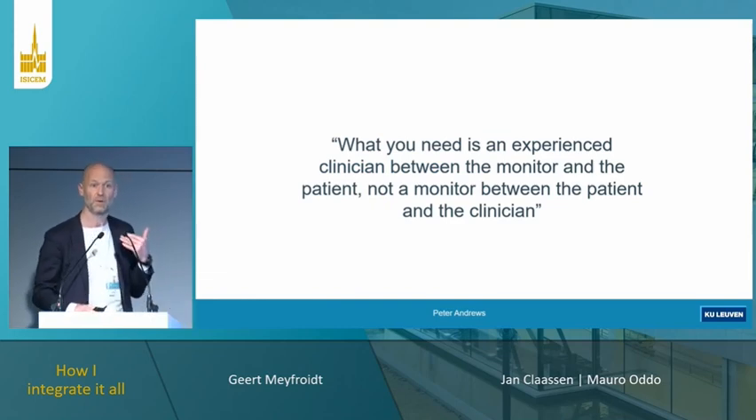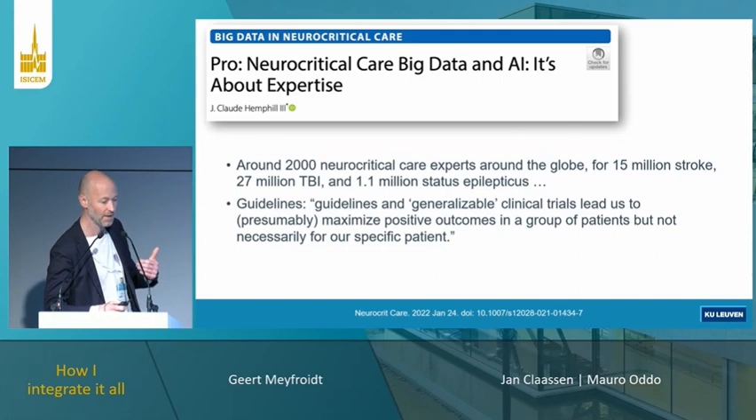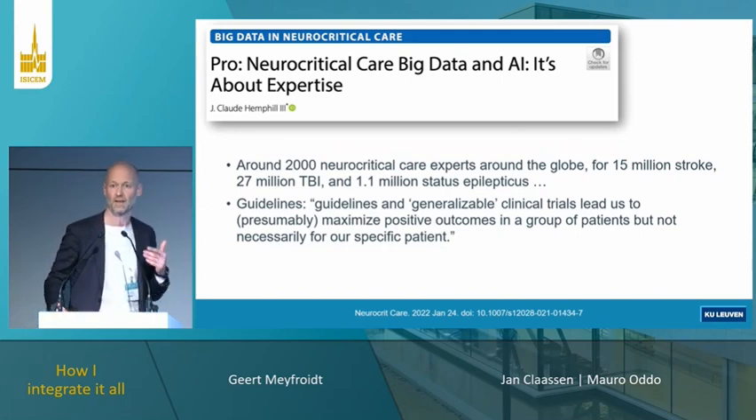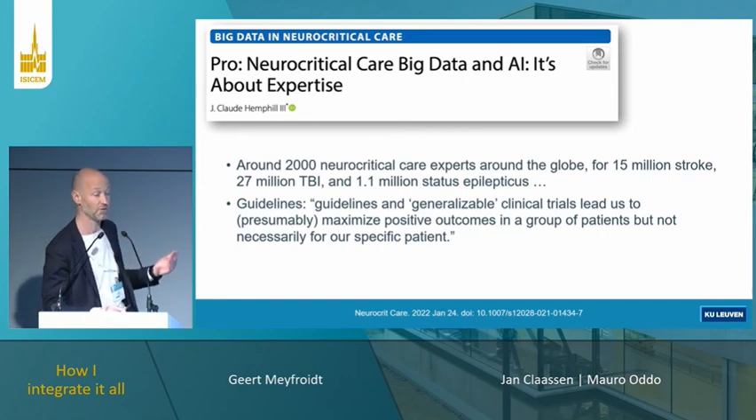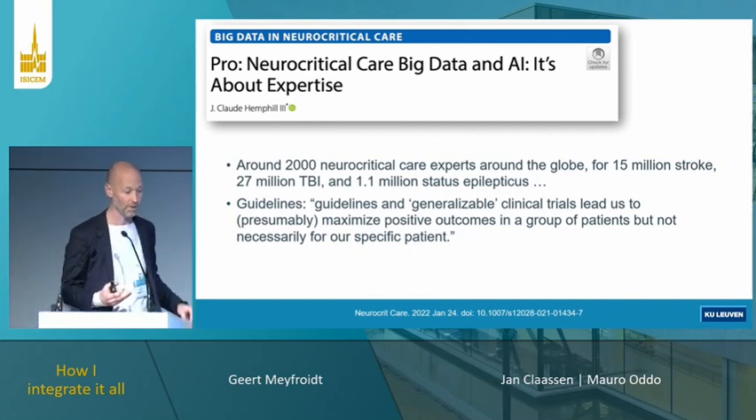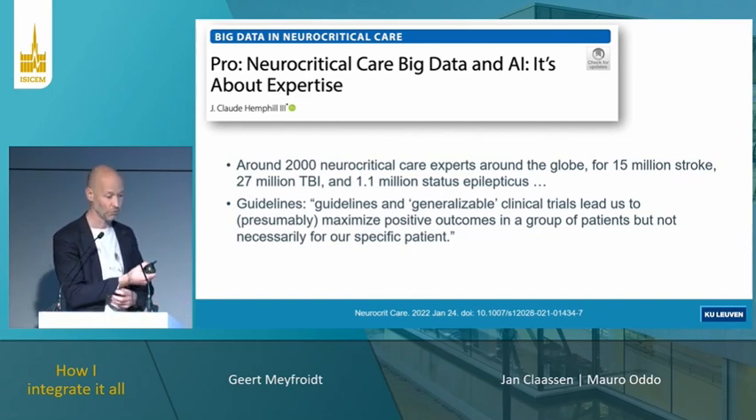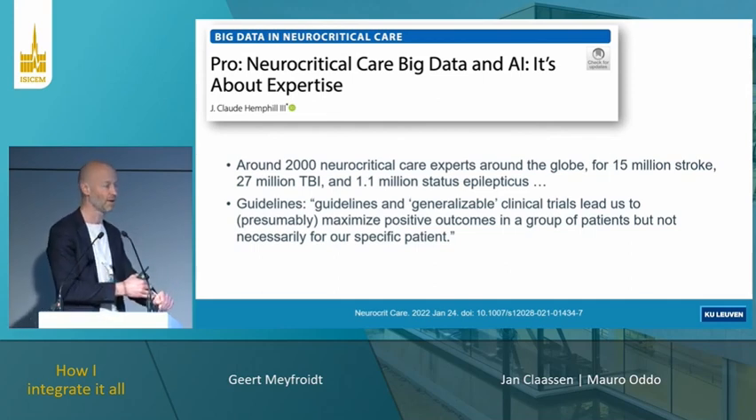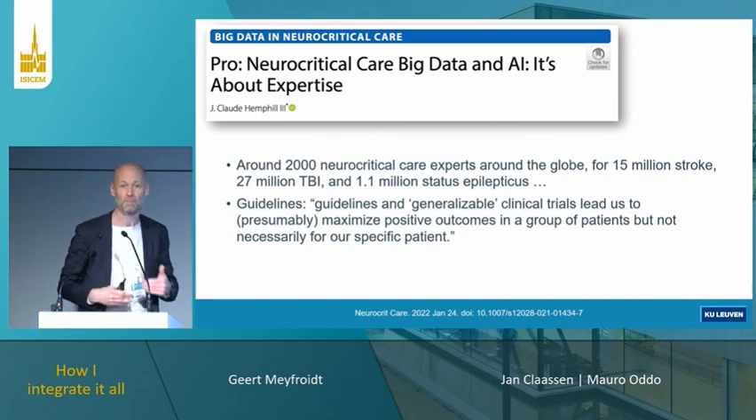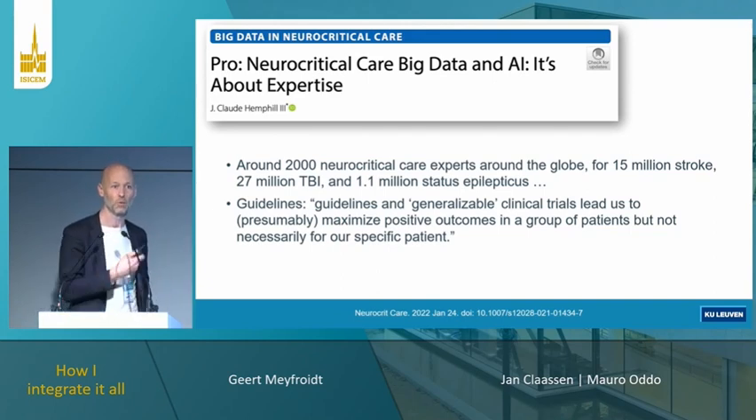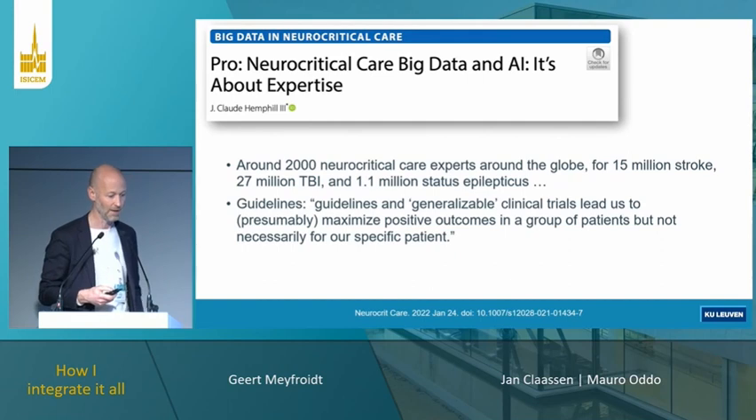So actually what you need is an experienced clinician, of course, but maybe not everybody. I mean, we treat our patients 24/7, and in not all settings it's feasible to have 24/7 an experienced expert at the bedside. And maybe this is where artificial intelligence or computerized decision support could help. This is a viewpoint by Claude Hemphill, who estimated that there's maybe 2,000 neurocritical care experts around the globe. Maybe that's a low estimate, but let's assume that it's 10,000 or 20,000. Even then, look at the number of stroke patients, TBI patients, status epilepticus patients that we have to treat annually. There's no way that each of these patients will get the expert by the bedside.